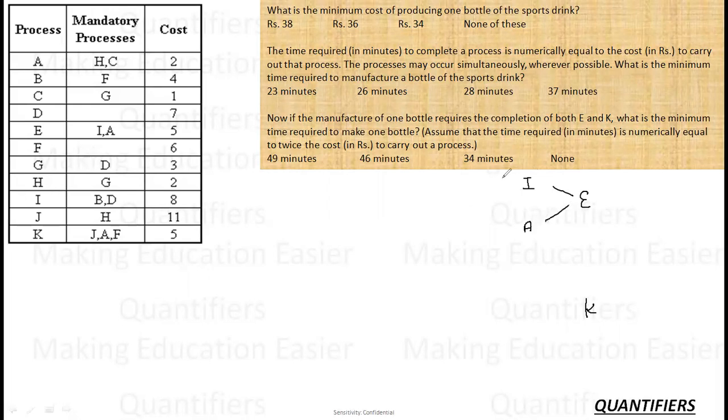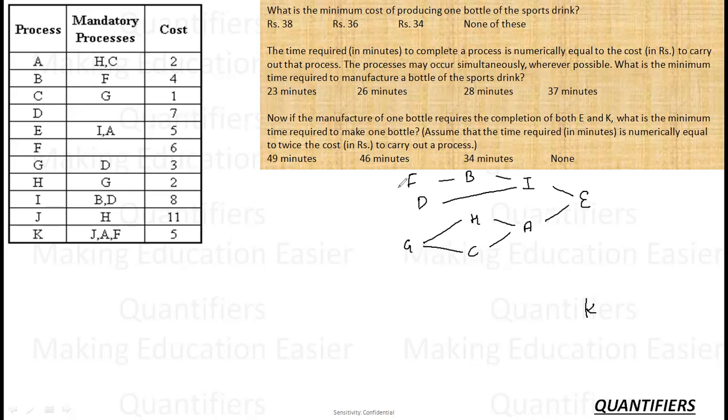For I, B and D must be done. For A, H and C must be done. For B, F must be done. D is an independent activity, so D can be started in the very beginning also. F and D can subsequently start. For H, I need G. For C, I need G. So for both these activities, I need G. So this is the flow chart for E.